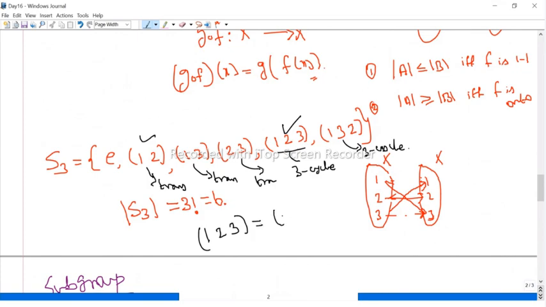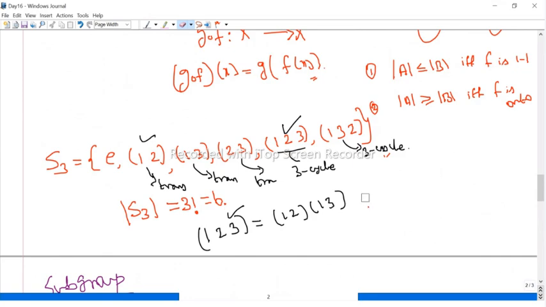This can be written as (1 2)(1 3). This is a cycle of length 3, but we can write it as a transposition product (1 3)(1 2). So some books use some other way. Maybe we will check why this is true. So we can write this in cycle notation. These are all cycle notation, but there is another notation that is called permutation notation.